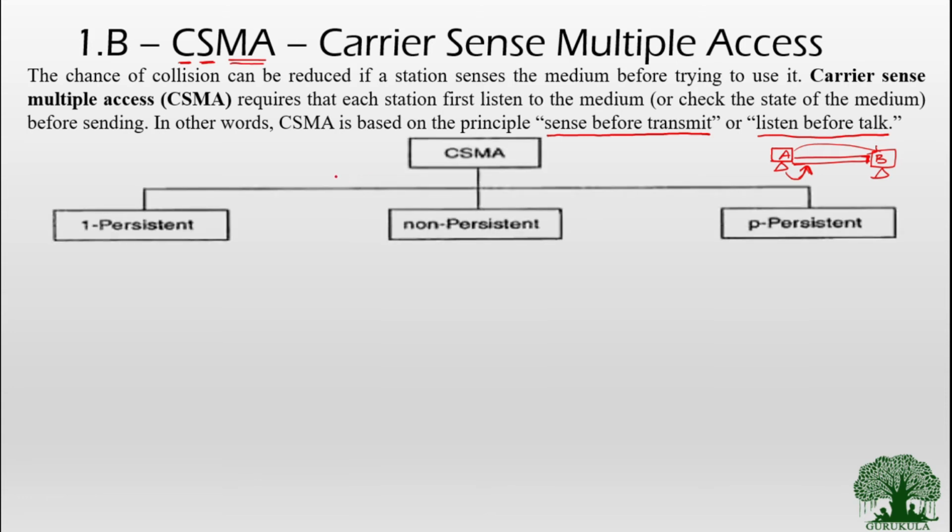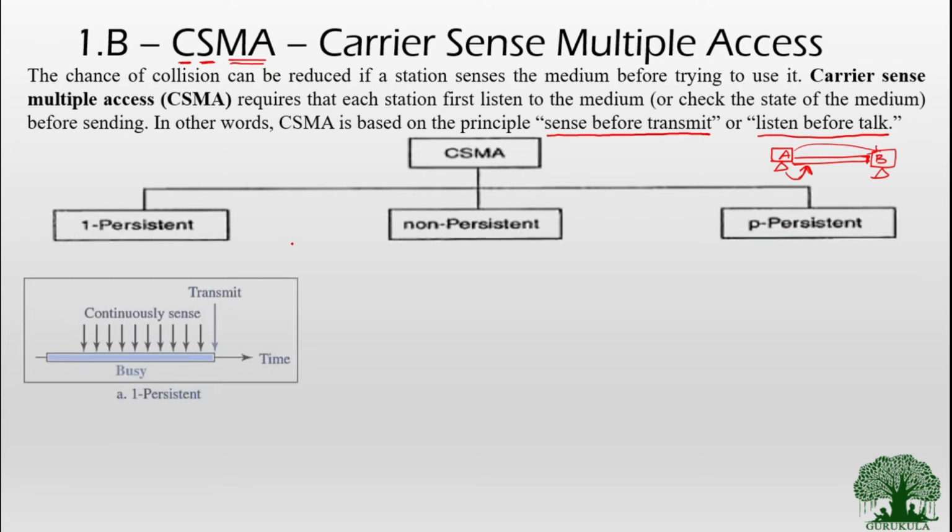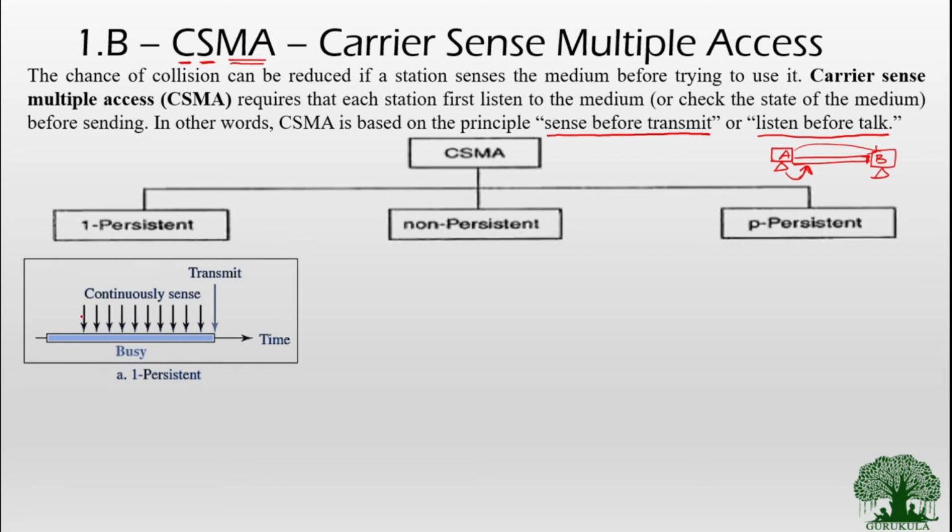There are 3 behaviors of carrier sense multiple access. The first one is 1-persistent, the second one is non-persistent, and the final one is p-persistent. Let us see them one by one. In 1-persistent, if a station wants to transmit, it will sense whether the channel is busy or not. As you can see, it is continuously sensing the channel.